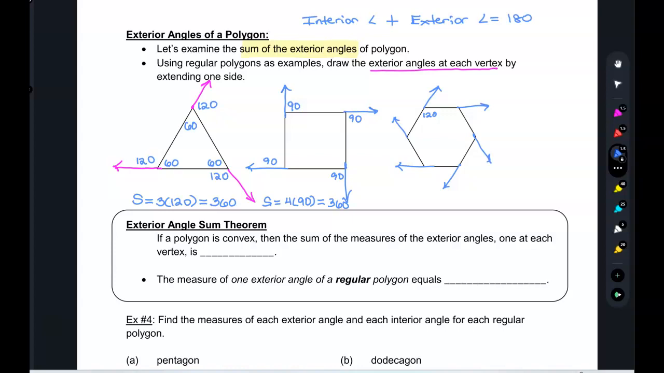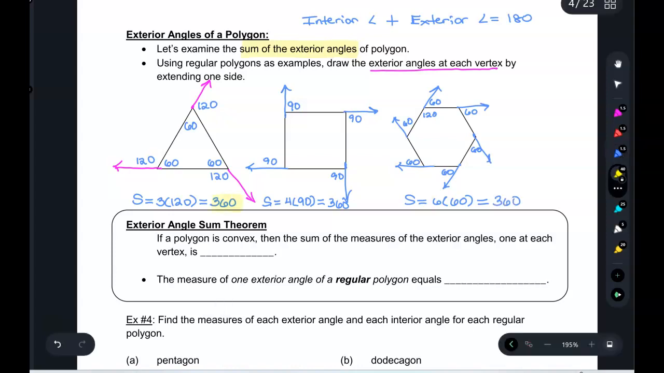To save time, each interior angle is 120, so each exterior angle is 60. So these are all 60 degrees. Just to save some time, we could go through the whole process. So 6 times 60 gives us 360. So no matter how many sides we have, the sum of the exterior angles is always 360.